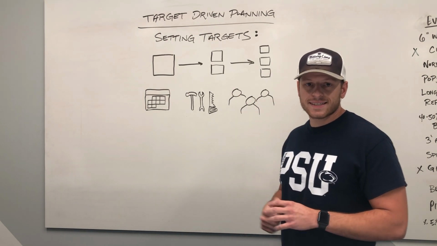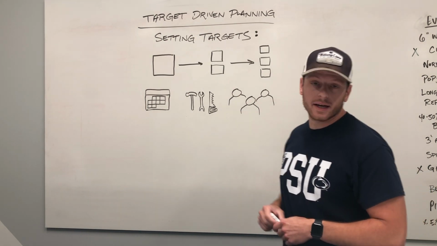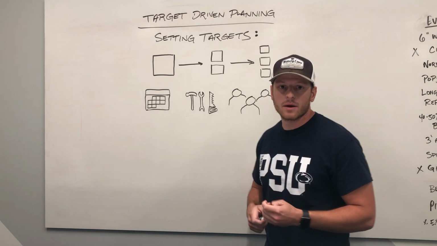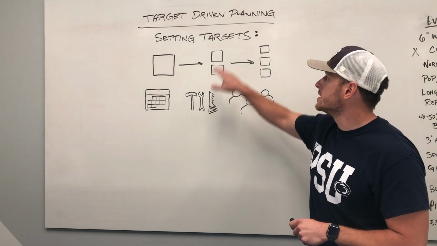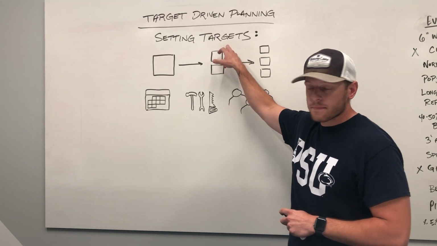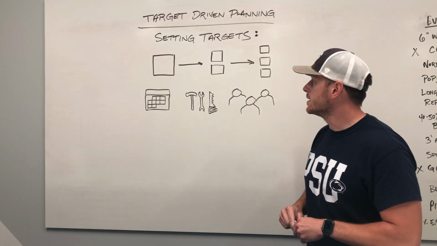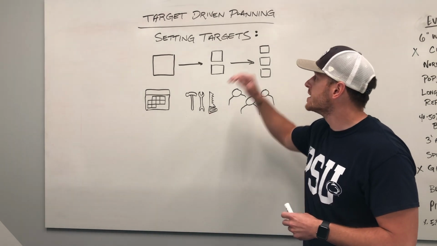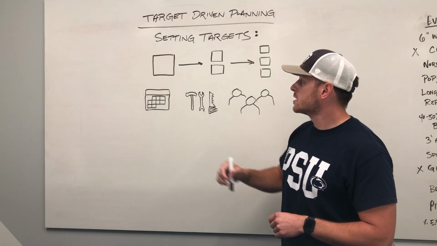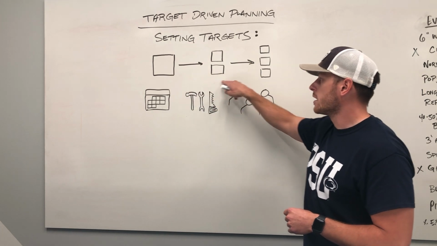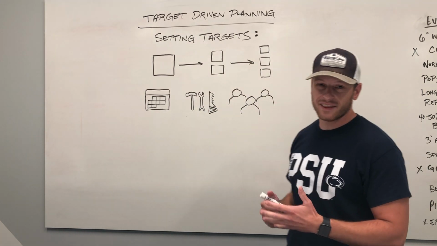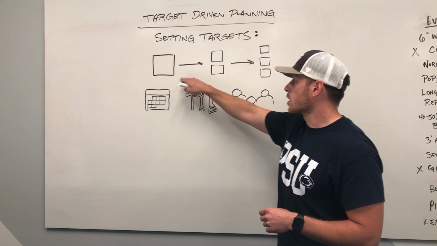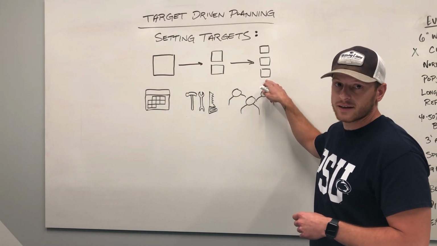Looking at the next installment of our target-driven planning series, we are going to take a closer look at the first step in our planning process, which is setting our targets. Getting right into it, the biggest takeaway or key point in this step is to always start from big and work our way to small. Or I like to think of it as we're going to set very general targets and work our way to very specific targets.